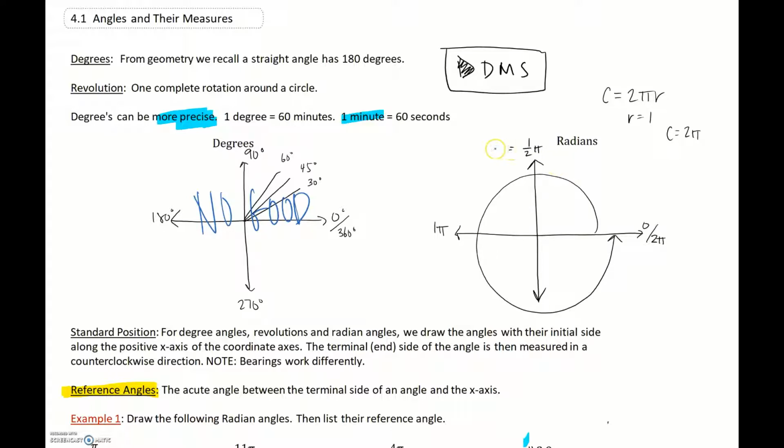And so I should get that 270 down there, right? That's 1.5 pi's, so this would be 3 pi over 2. And there you have your way around the circle using radians. Now, radians are super important, super fancy, and super awesome.